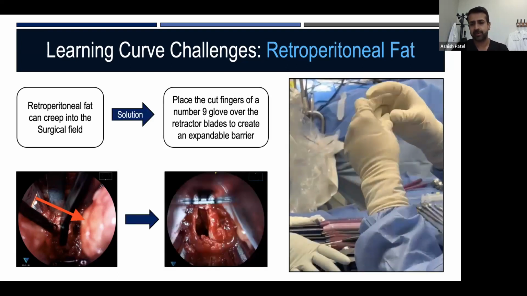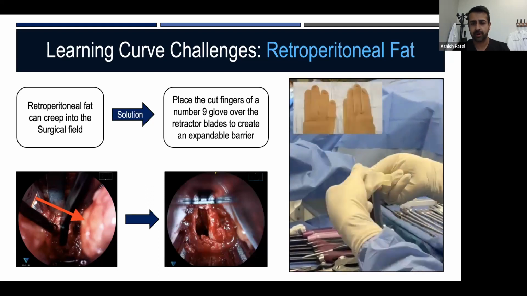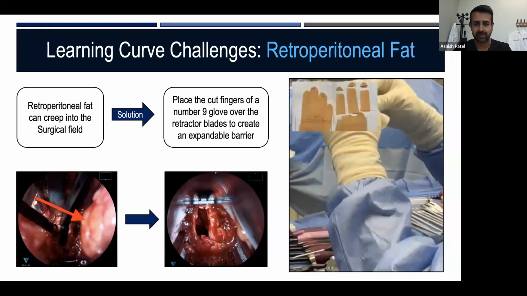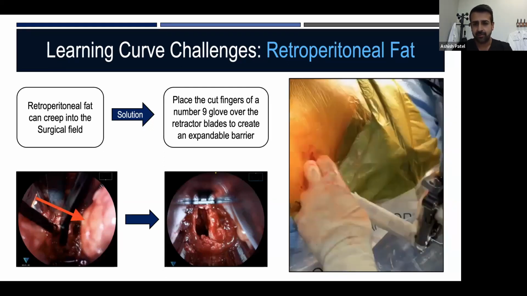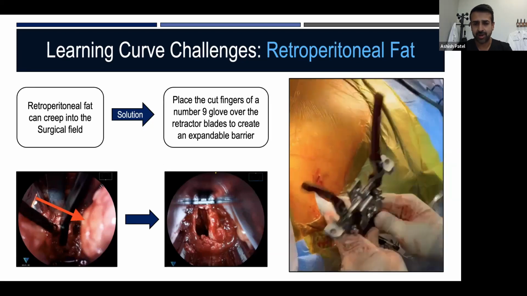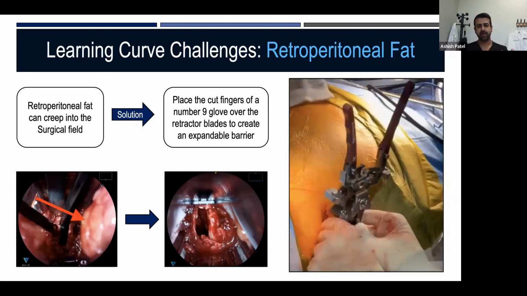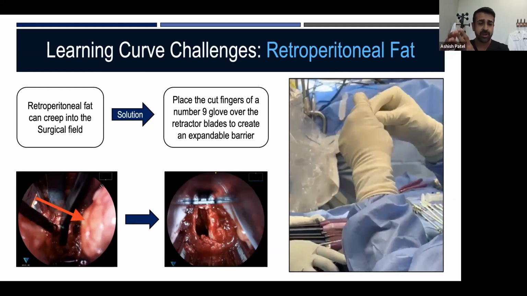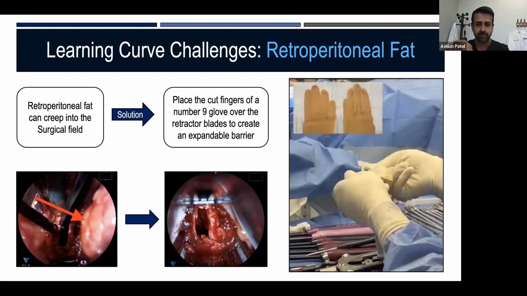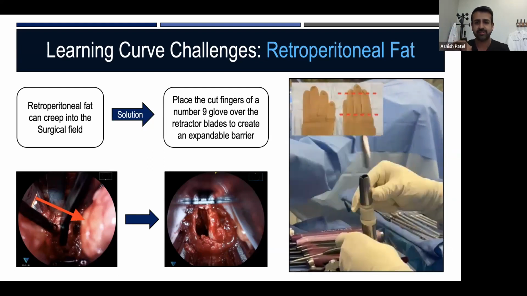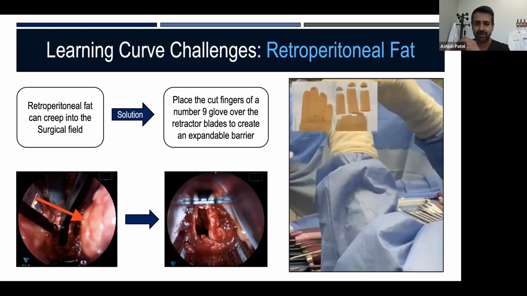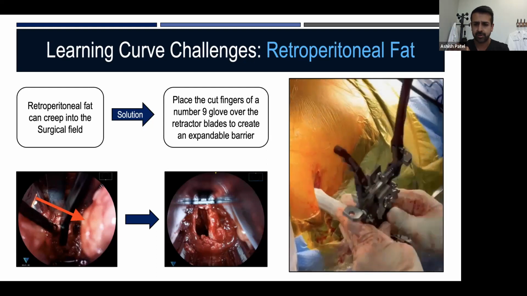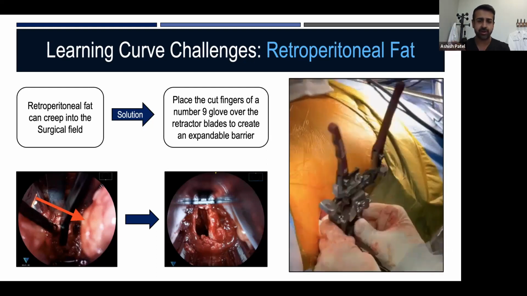And so we developed a method in which we would place the cut fingers of a number 9 glove over the retractor blades, like you see on this video. And what that allowed us to do as we placed the retractor within the retroperitoneum and expanded it is create a safe working corridor that would minimize the fat creep from coming into visualization. And this is something that we interacted with, right, Mike? Something that I think a few people found pretty useful, and they integrated into their workflow.